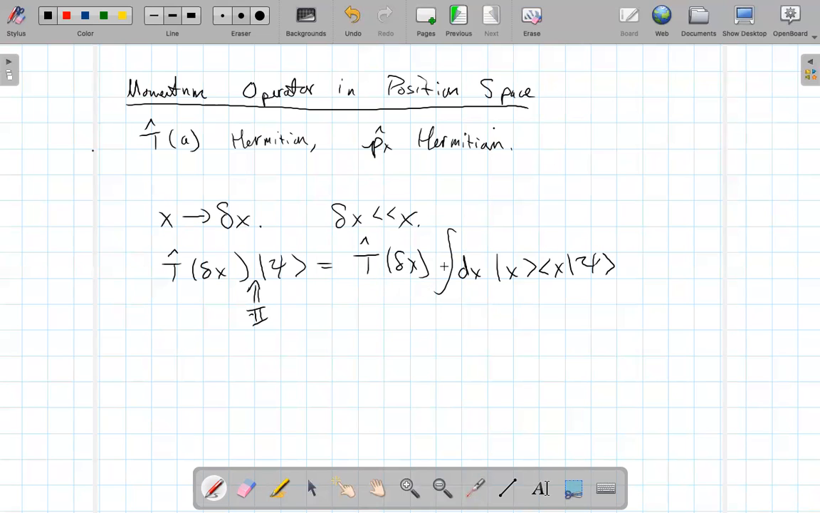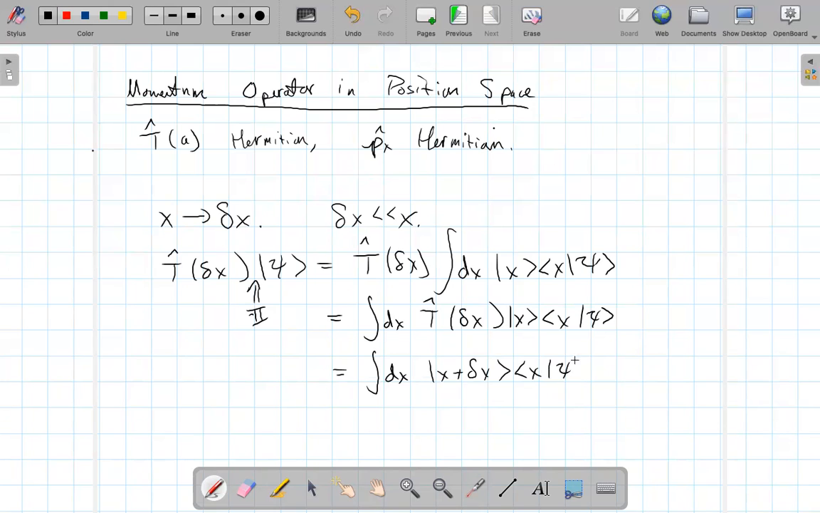Now, since the operator here only depends on delta x, not on x, it can come inside the integral. So this is equal to the integral of dx of T(delta x) acting onto |x><x|psi>. Now, this acting onto |x>, we know that it's going to translate it to the right by an amount delta x. So this is equal to the integral of dx of |x plus delta x><x|psi>.